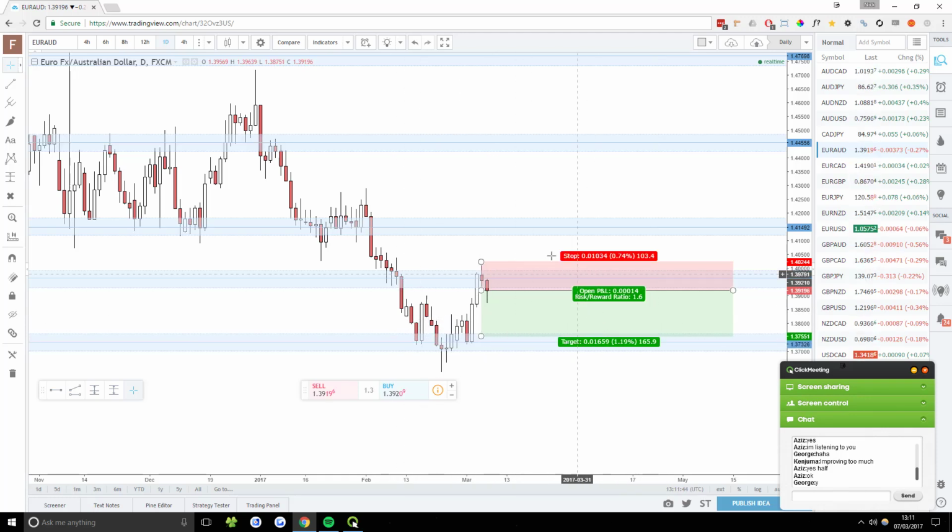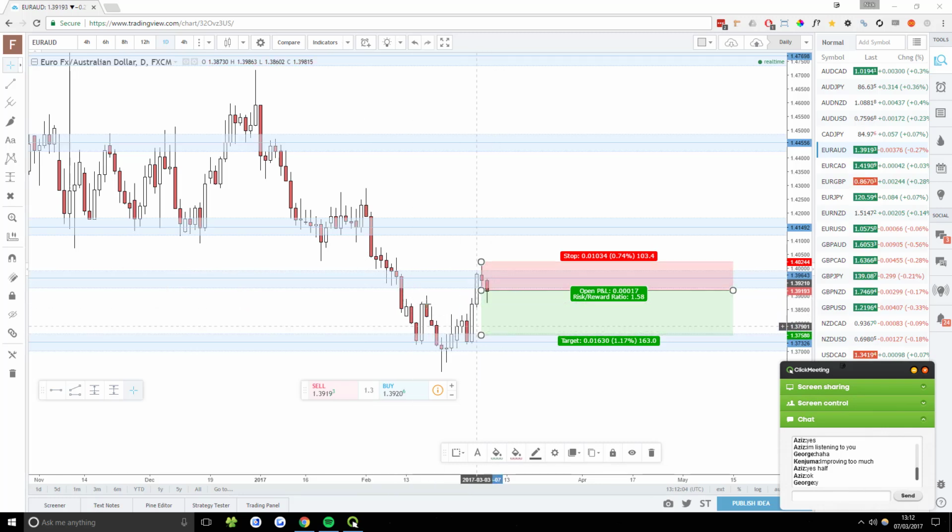I'm not too crazy about it because of the risk to reward ratio. It's just not that good. By the time it starts getting close to this pretty strong major support area, I'm only going to be at 1.5 risk to reward. I'm not that crazy about that.